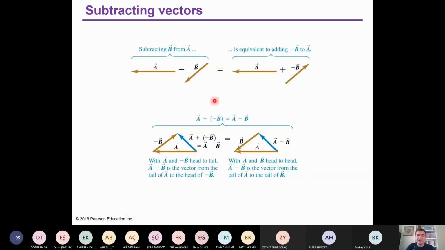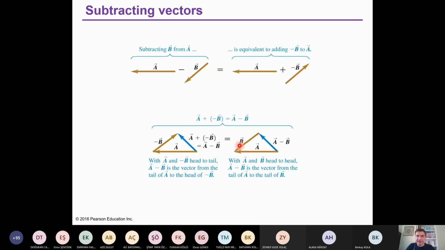In case of minus, look at this one. In case of minus, we add them head to head. In case of plus, we add them head to tail. Okay, here we have A vector, here we have B vector, put A here, put B here, head to tail, and this is the resultant vector, A plus minus B. Here, A vector and B vector, we are doing subtracting.